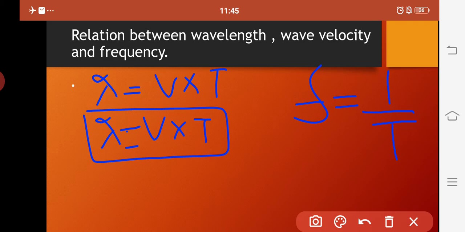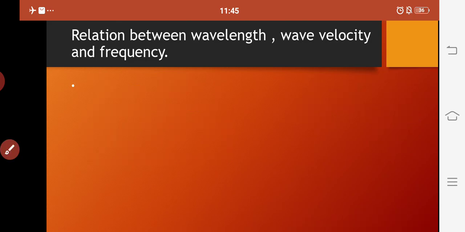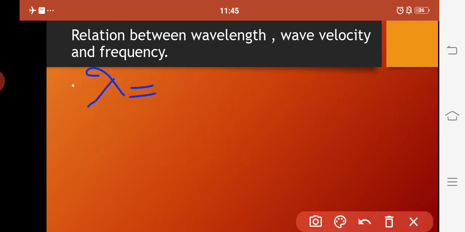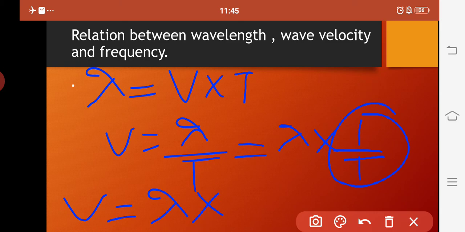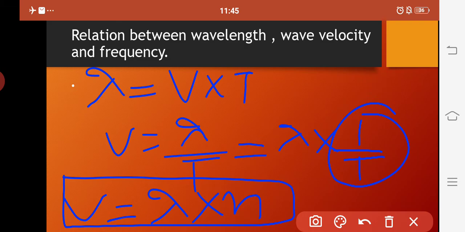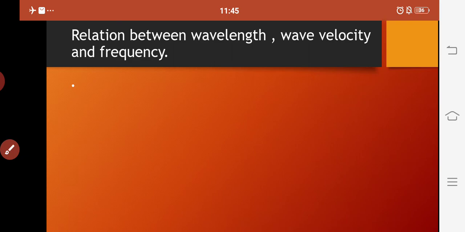We know that frequency is the reciprocal of time period. Therefore, we had lambda equals v into T, so v equals lambda upon T, that is lambda into 1 by T. Instead of 1 by T we can write v equals lambda into n. So this is the relation of wave velocity, wavelength and frequency. Instead of n we can write nu, or frequency f. Okay, so this is the relationship.